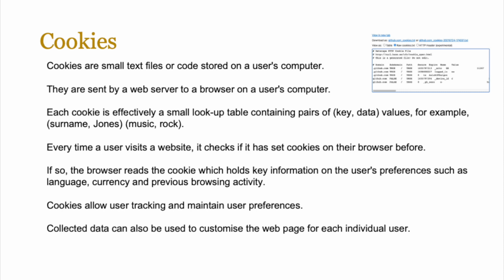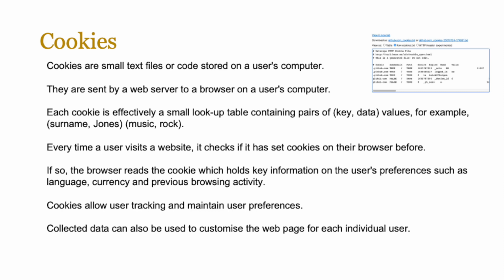So we're going to start the lesson by focusing on what exactly a cookie is. A very simple explanation is that it is a small text file that is used to store data, normally about you when you're browsing. Sometimes it could be a bit of code, but generally they're small text files. They're normally sent by a web server to a browser on a user's computer, and each cookie is effectively a small table containing pairs of data. So it's a key, for example, surname, and then the actual data, which could be your surname.